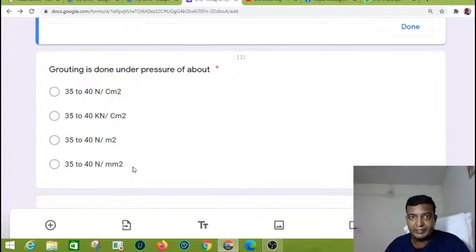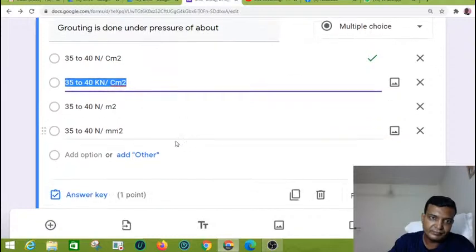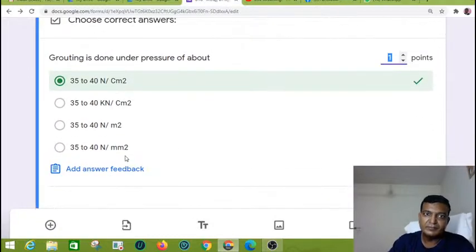Grouting is done under the pressure of about 35 to 40 Newton per cm square, 35 to 40 kilonewton per cm square, 35 to 40 Newton per meter square, or 35 to 40 Newton per millimeter square. Right answer is B. Answer is A.